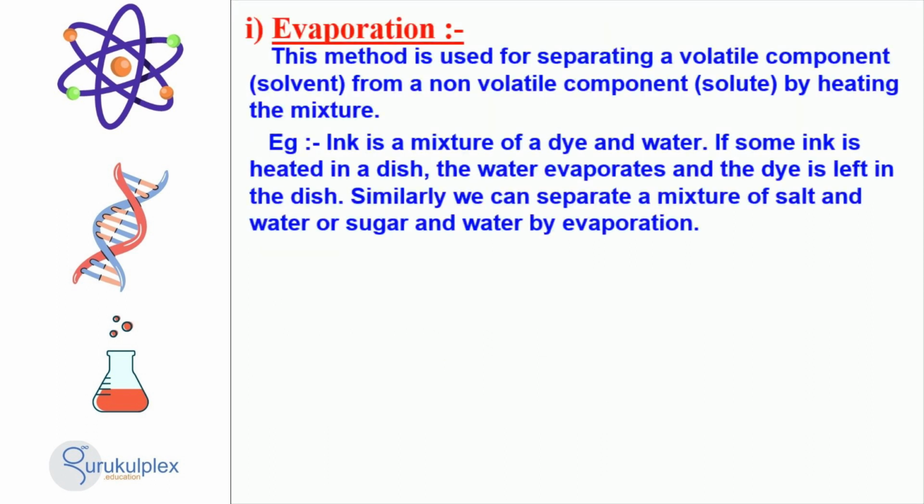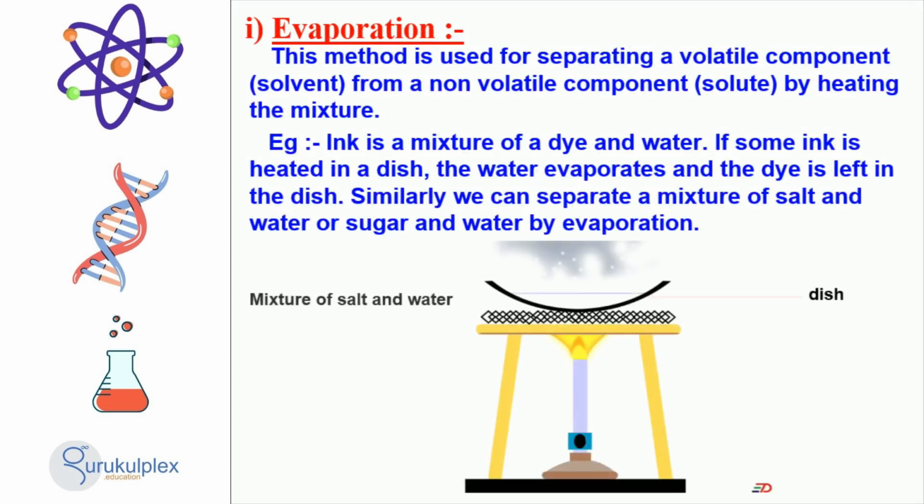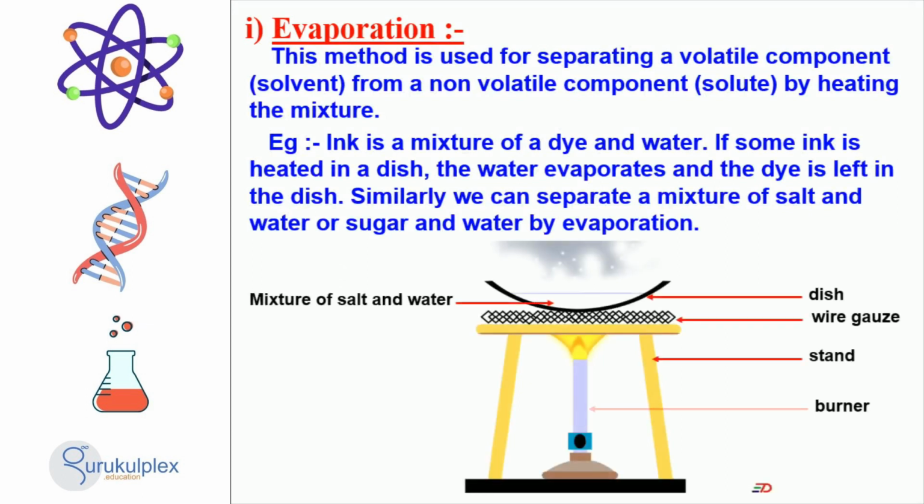Evaporation is a method used to separate a volatile component, the solvent, from a non-volatile component, the solute. For example, heating ink in a dish causes the water to evaporate, leaving the dye in the dish. This method can also be used to separate a mixture of salt and water or sugar and water. To conduct evaporation, the mixture should be heated on a stand, over a wire gauze.